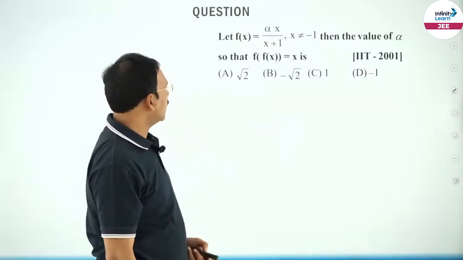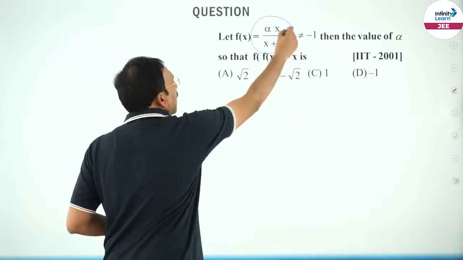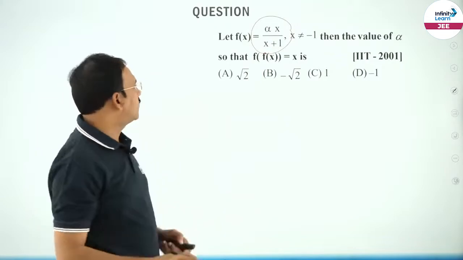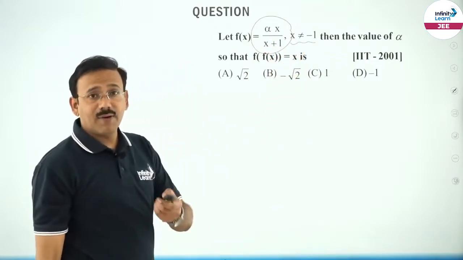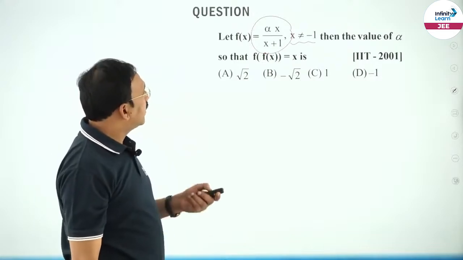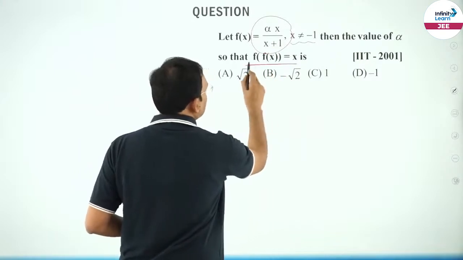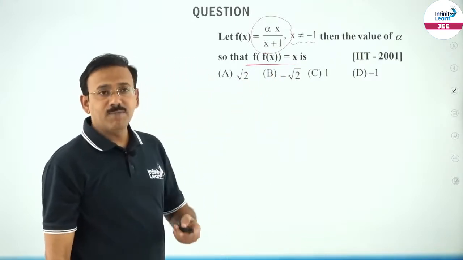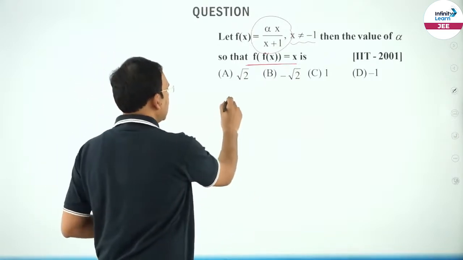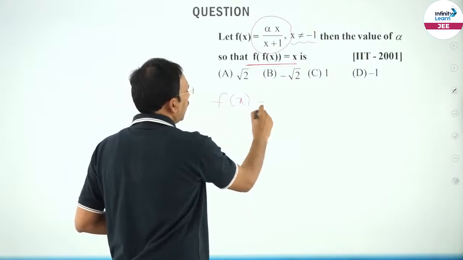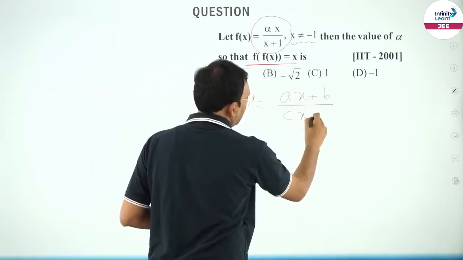Now you see this function, dear students. f of x is given as alpha x by (x plus 1). Of course x should not be minus 1, the domain of this function is R minus the singleton minus 1. Then find the value of alpha for which f of x is equal to f inverse of x. My dear friends, before you answer this question, let me give a technique. f of x is equal to (ax plus b) by (cx plus d).